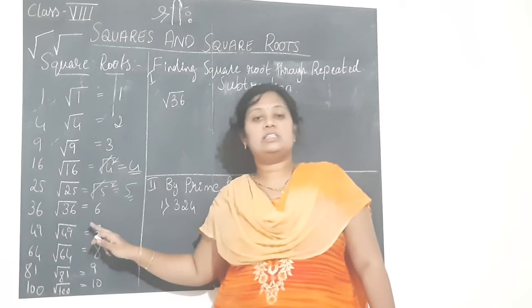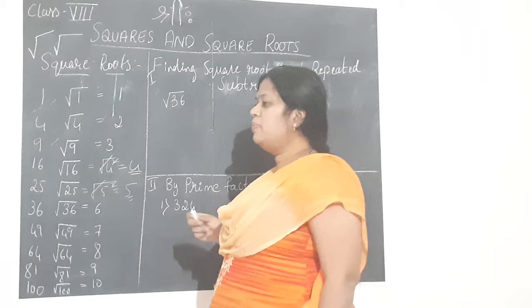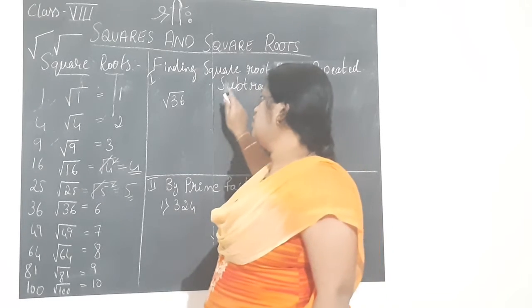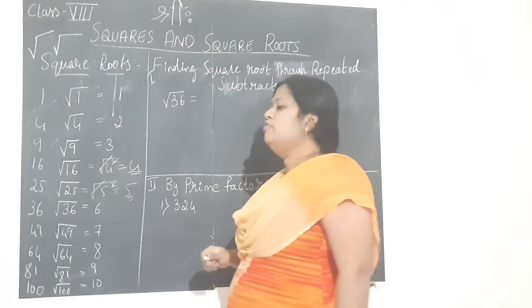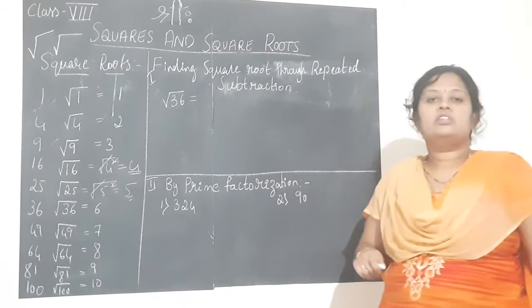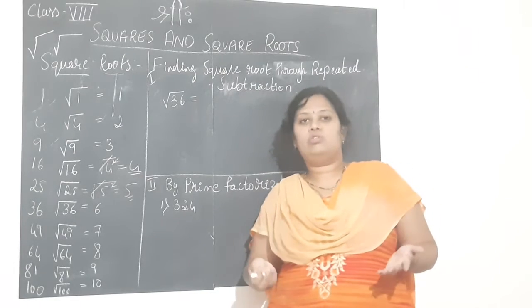Why? Because we get 36 by multiplying 6 twice. Okay? So 36 is a perfect square, we know. But for the time being, we shall find out the square root of 36 by repeated subtraction. For the repeated subtraction method, children, you will have to select the odd numbers. You all know the odd numbers.